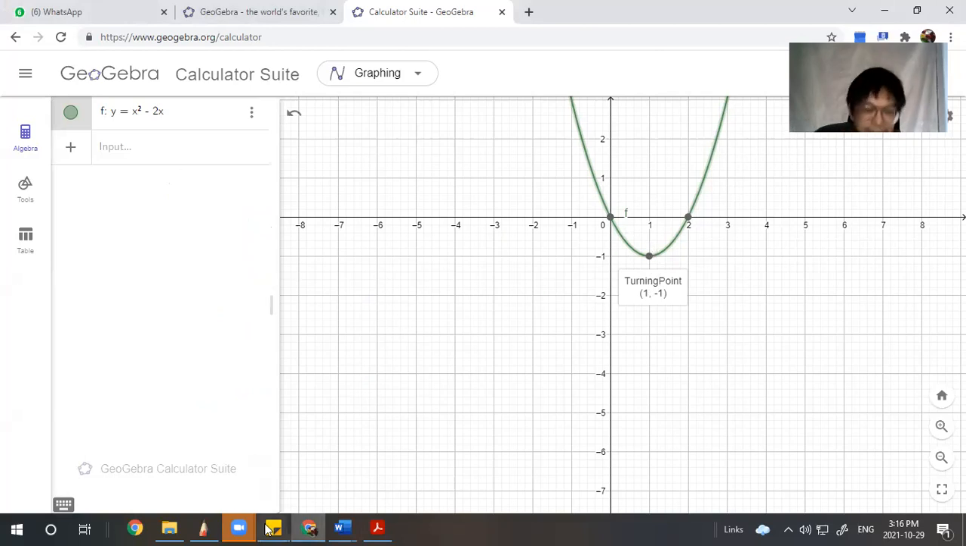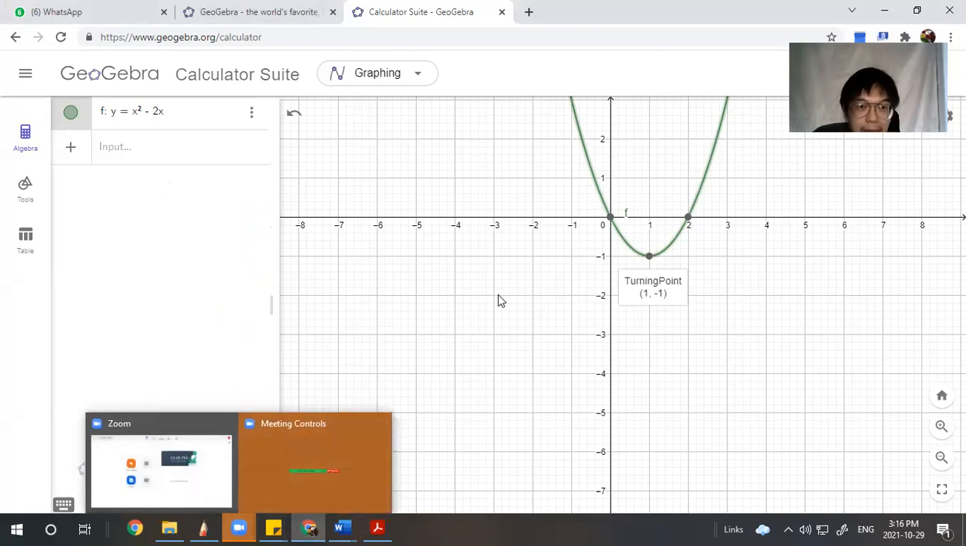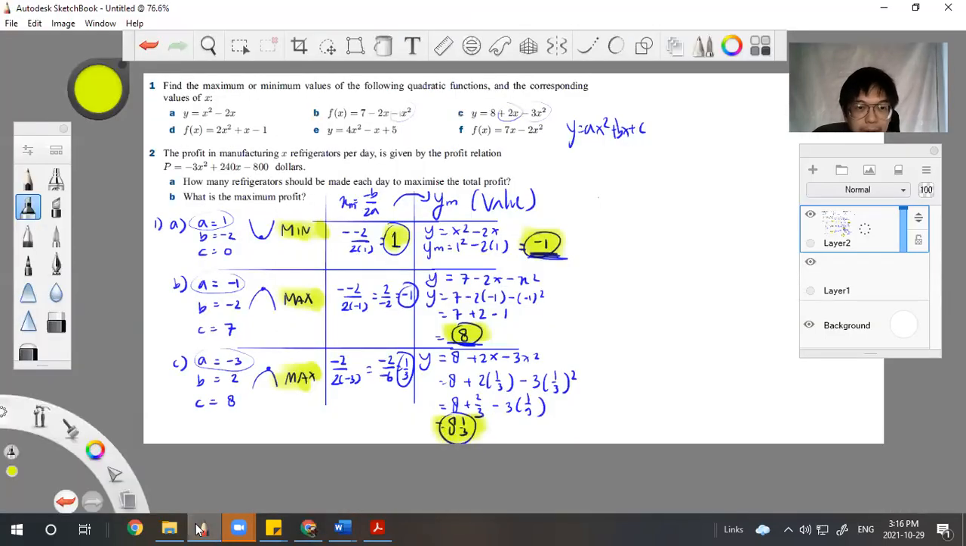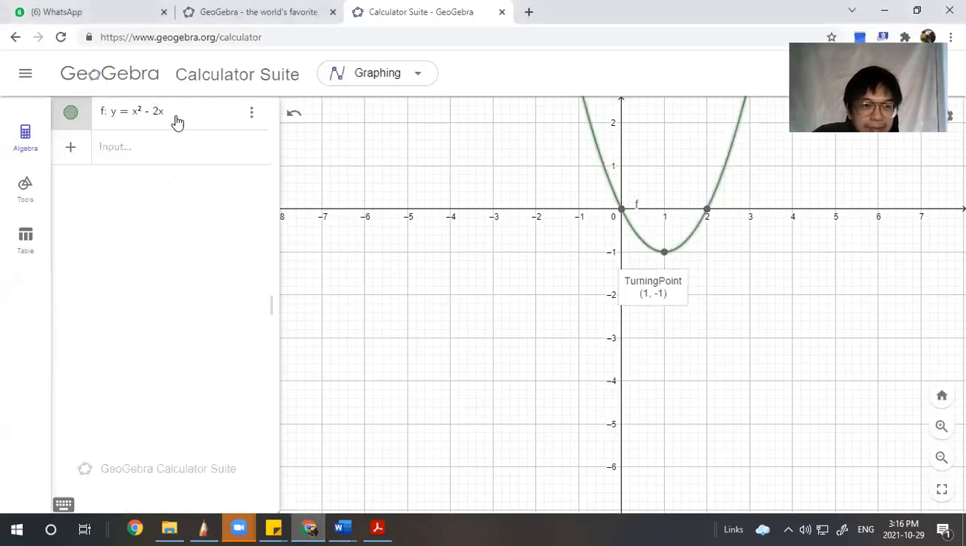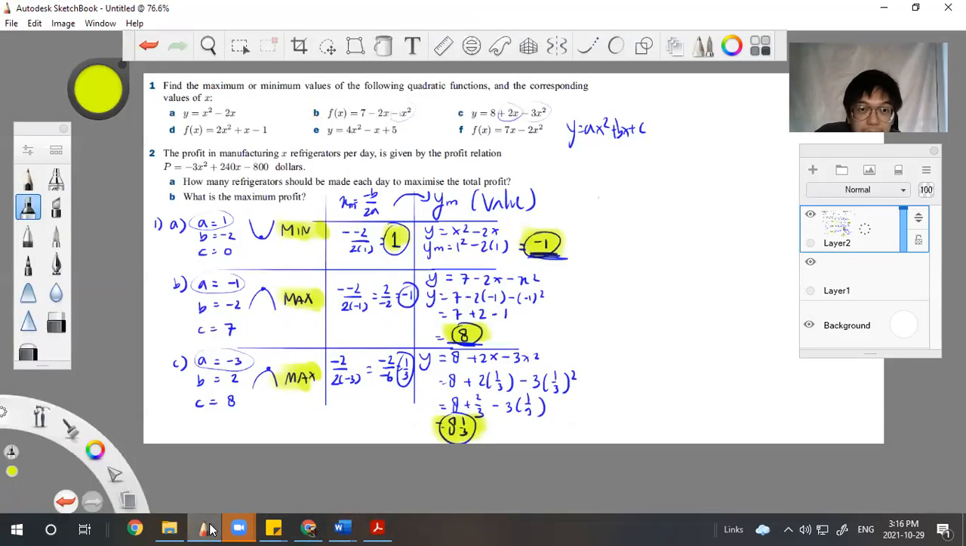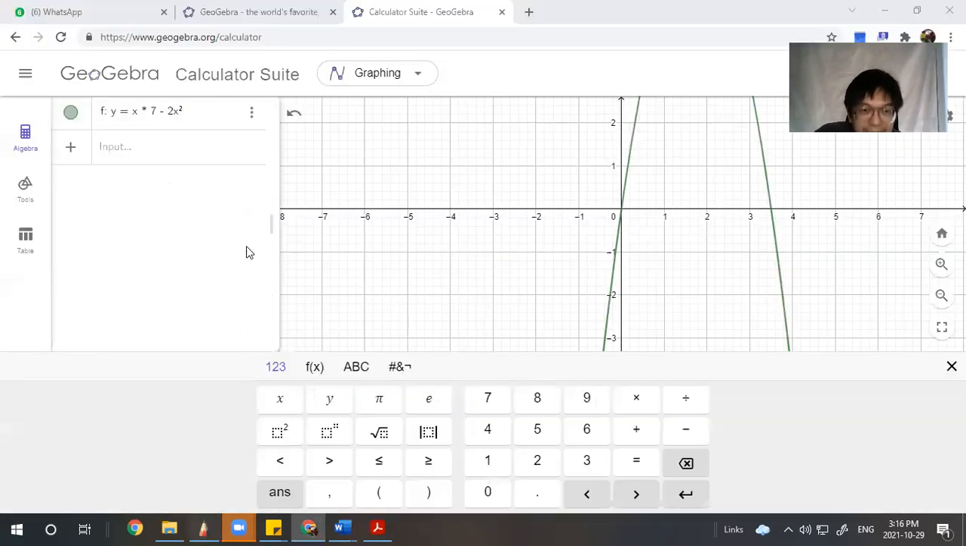And for the next question, okay, 7 minus 2x minus x squared. Sorry, 7 minus 2x minus x squared.